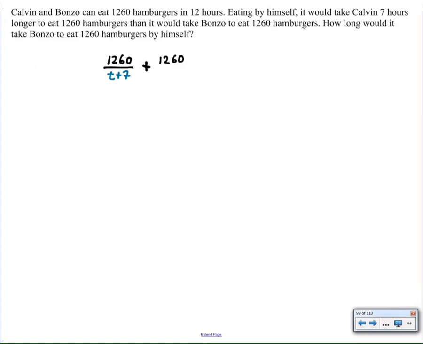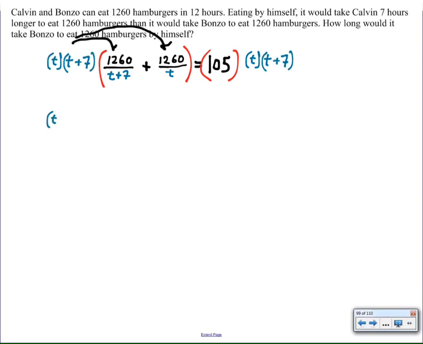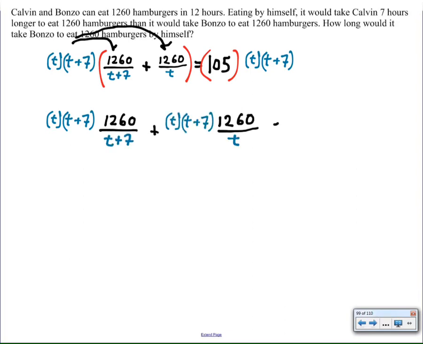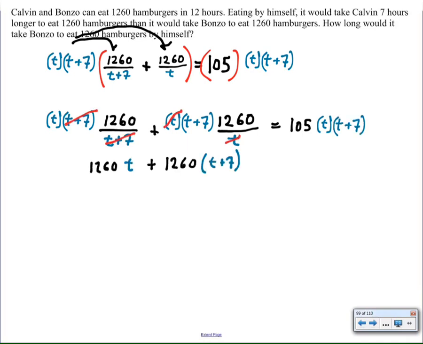So if I rewrite the equation, the rest of this is just algebra. I'm going to multiply by the product of the denominators to fraction bust. So on the left-hand side, I distribute t times t plus 7. On the right-hand side, I multiply by t times t plus 7. On the left, I'll divide out common factors. So I'm left with 1260 times t, 1260 times t plus 7, and 105 times t plus 7.